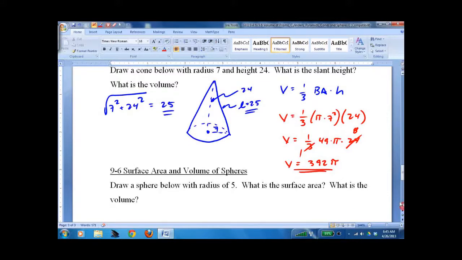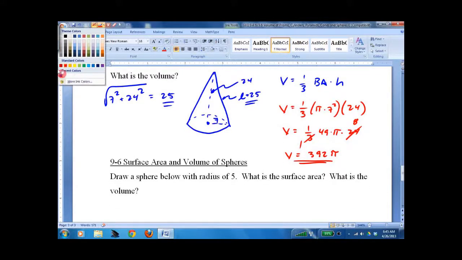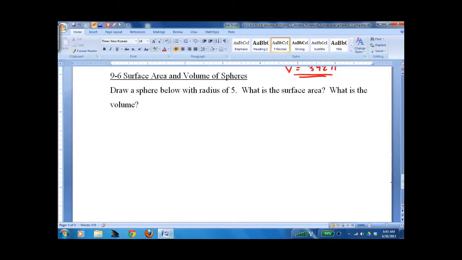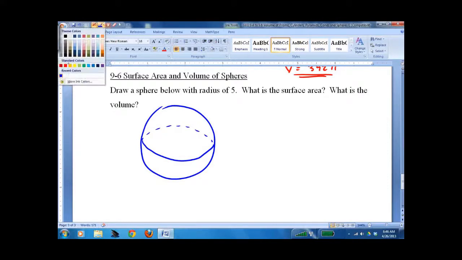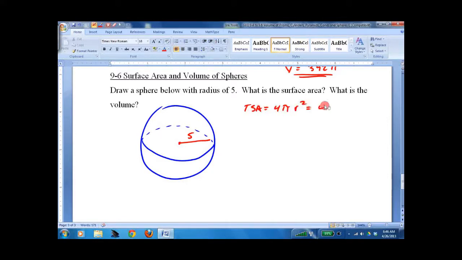That's it. Now we have one new thing here. Sphere. To make a sphere, make a circle. Give it a belt. Give it a radius. In this case, we're going to call the radius 5. The total surface area is simply 4 pi r squared, which will get you 100 pi.